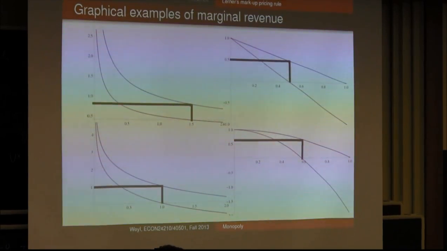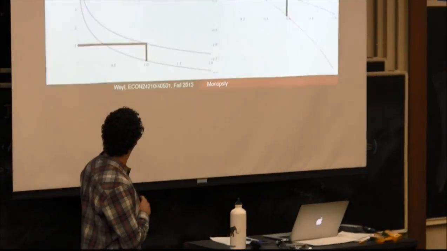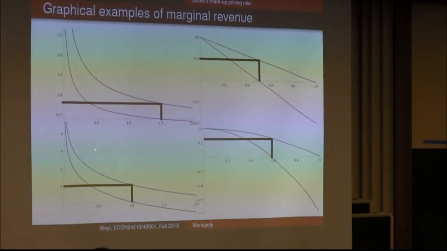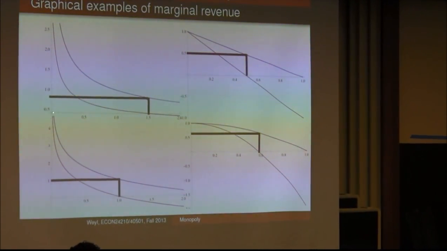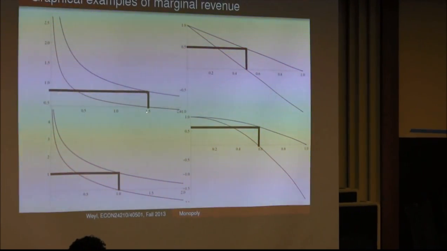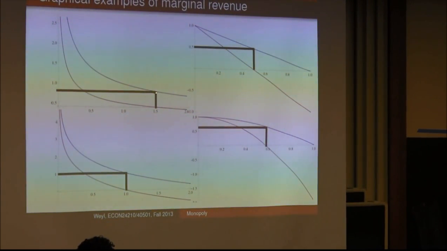Now, the way that you find the optimal price is you just set the marginal cost equal to the marginal revenue. Let's say the marginal cost corresponds to the x-axis in all these cases. Then you find its intersection with the marginal revenue. You draw a line up from that to the demand curve and over to find the optimal price.